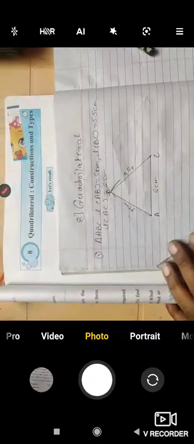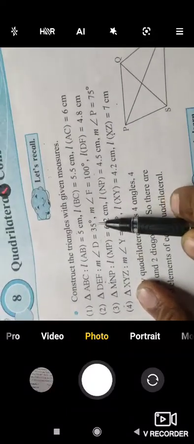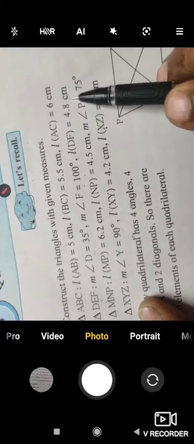This is the first example. Now in our textbook the second example is DEF, where angle D is equal to 35, angle F is equal to 100, and DF is equal to 4.8. How to draw this, we will see now.